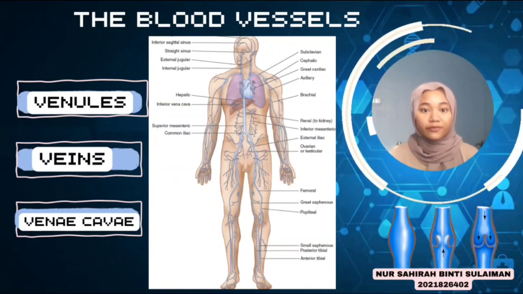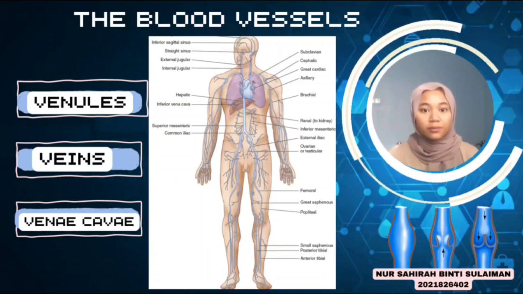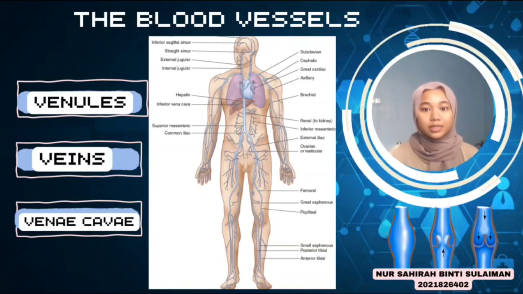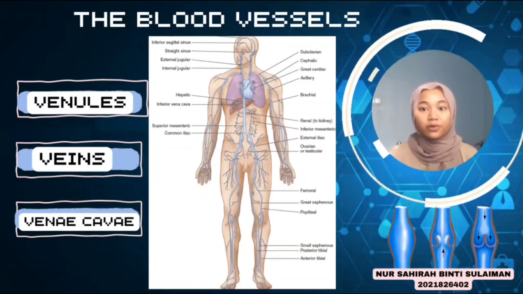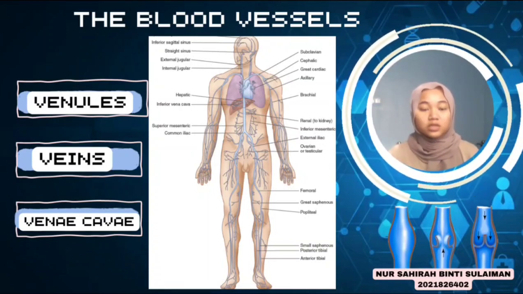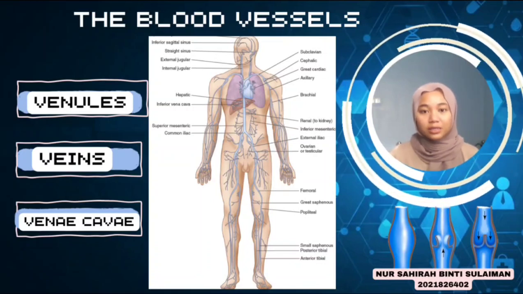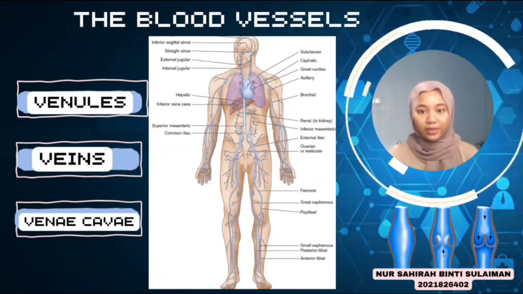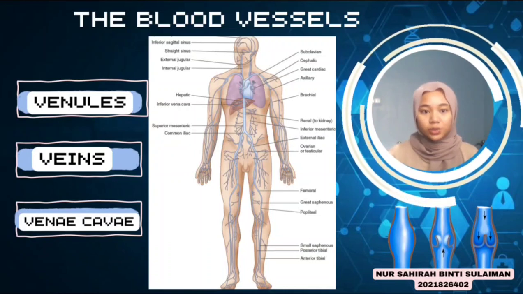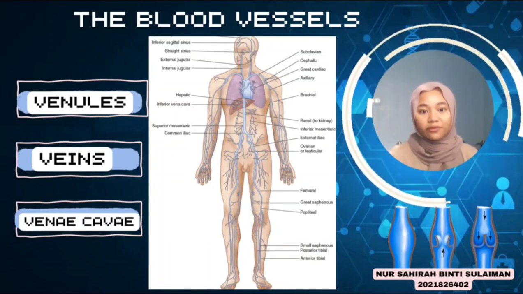Veins have valves that enable blood to flow only towards the heart and prevent it from flowing away from the heart. Superficial veins are located near the body surface. Deep veins are located within the tissues and away from the body surface.